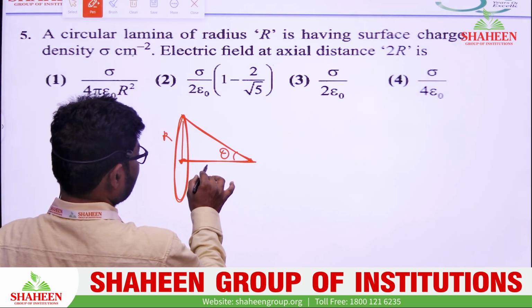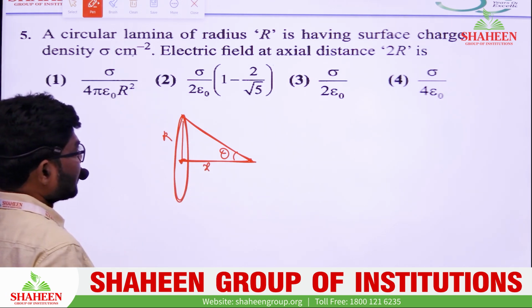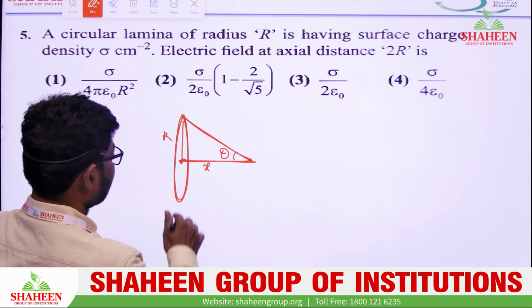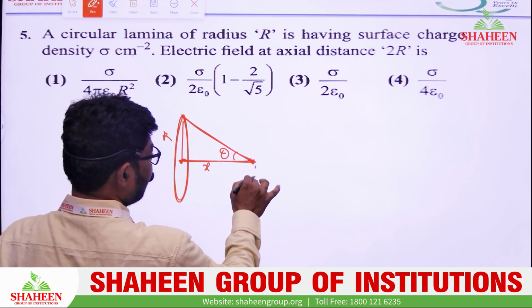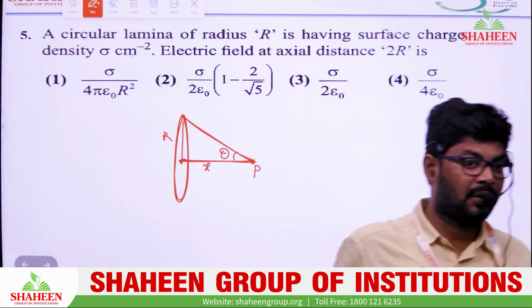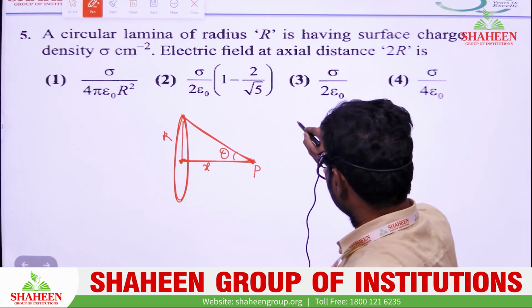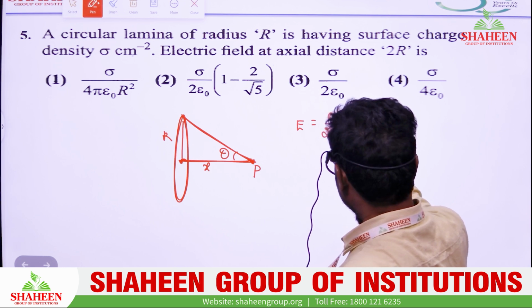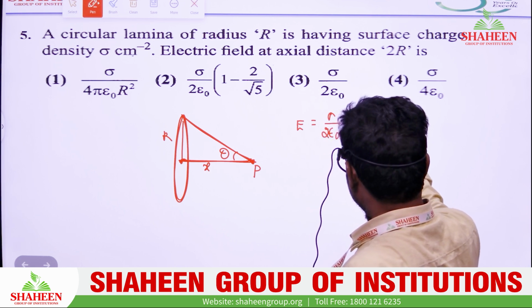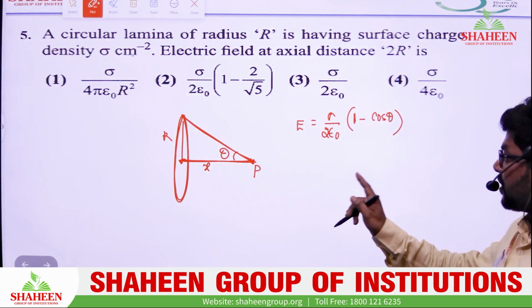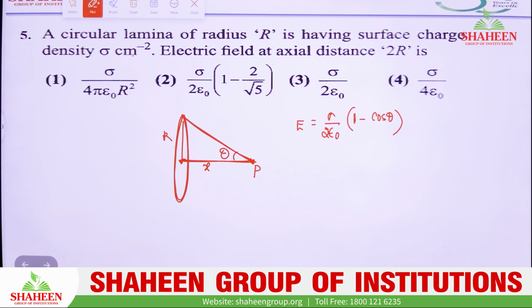This is at a distance x on its axis. What is the electric field at this point? The electric field E is equal to sigma upon 2 epsilon naught into 1 minus cos theta. This is the electric field due to a cone or circular disc at any point on its axis.